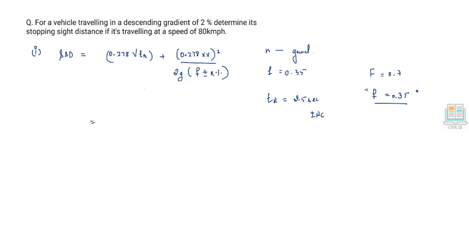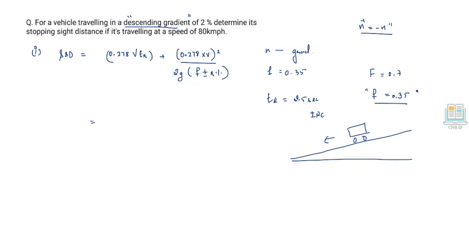Okay, so we just need to substitute the values here. And one more thing is, the gradient is descending in nature, so it is negative. Gradient is descending means this is a vehicle moving here. So what happens, when it moves in the downward direction, the gradient favors the movement of the vehicle. That is, it favors the speed of the vehicle.